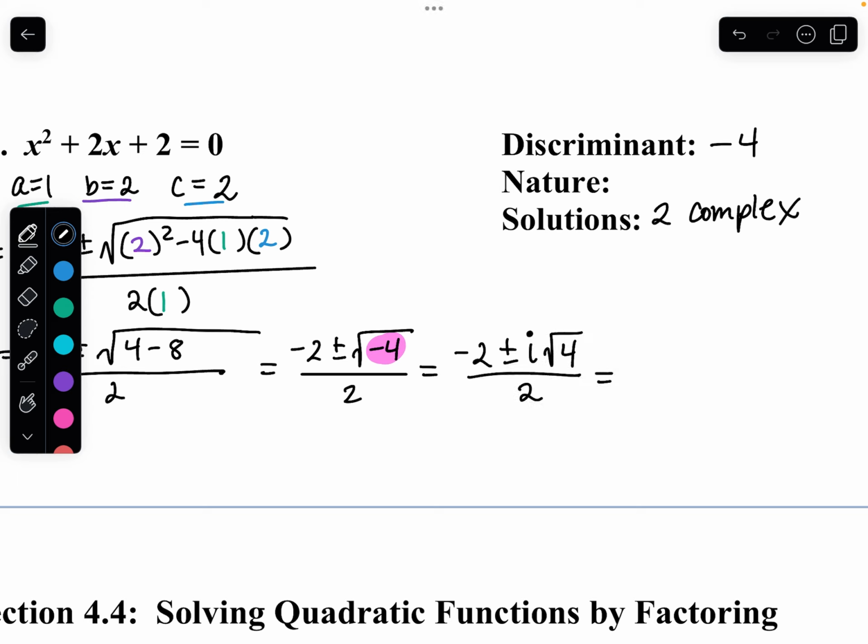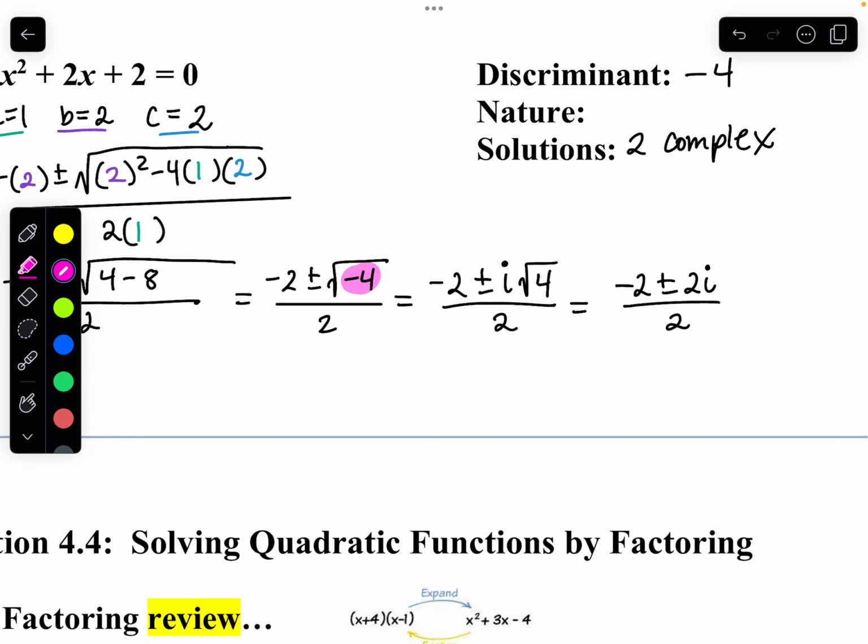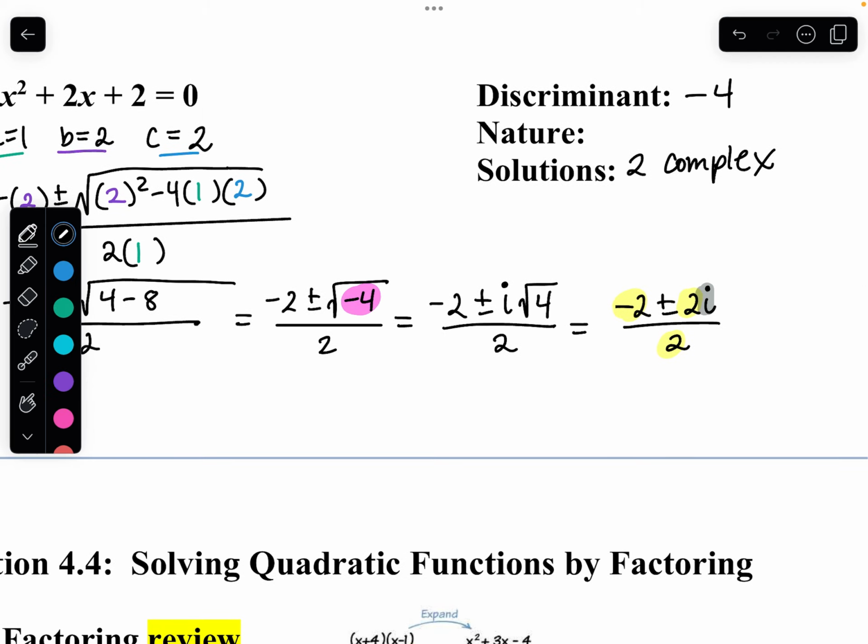And then we know square root of 4 is just 2. So the radical will go away, but these are still complex numbers because of the i. Okay, and just like the other expressions, that i is kind of like a variable. You don't want it to interact with anybody else, but we do need to divide -2 by 2 and the 2 by 2. And so this would simplify all the way to -1 plus or minus 1i. And so our two complex solutions would be -1 plus i and -1 minus i.